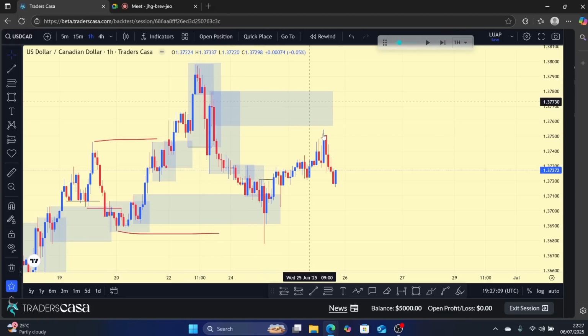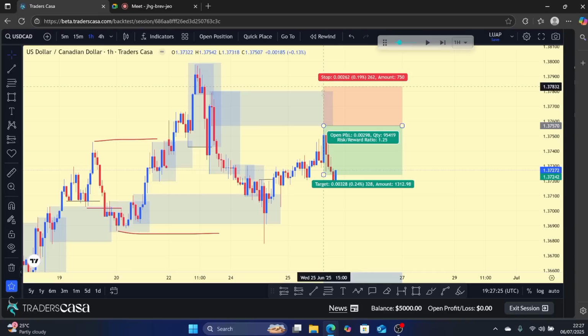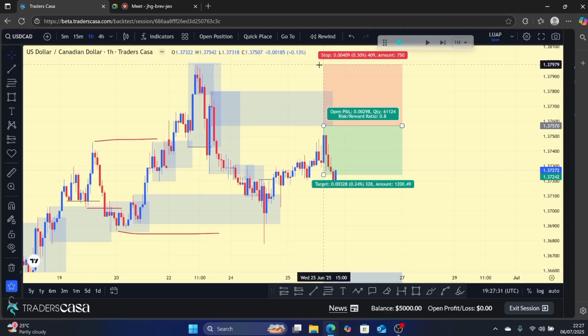If price had mitigated this order block, in this kind of scenario I usually just place a sell limit order on that area. So probably I'll just set a sell limit order here. For the stop loss, if I was to be aggressive, I would set it right above the POI. But conservatively, I would place it at the trading range high.